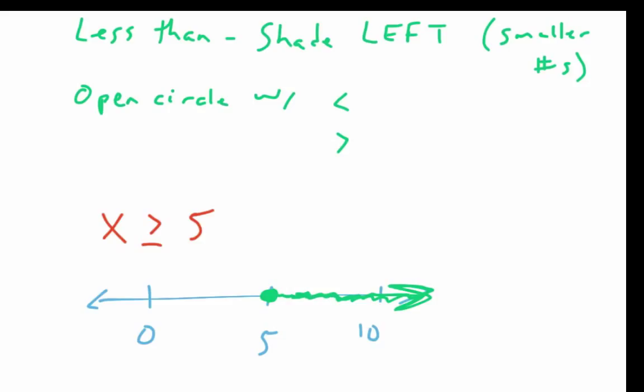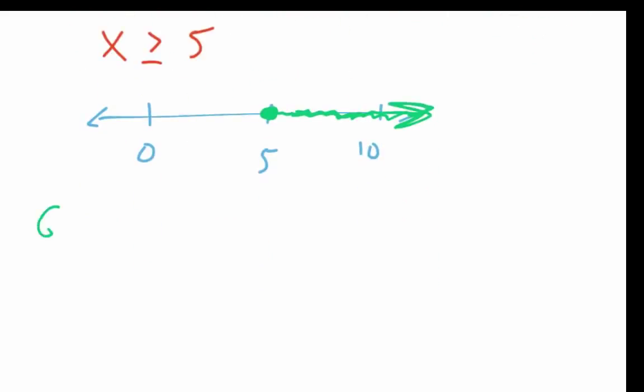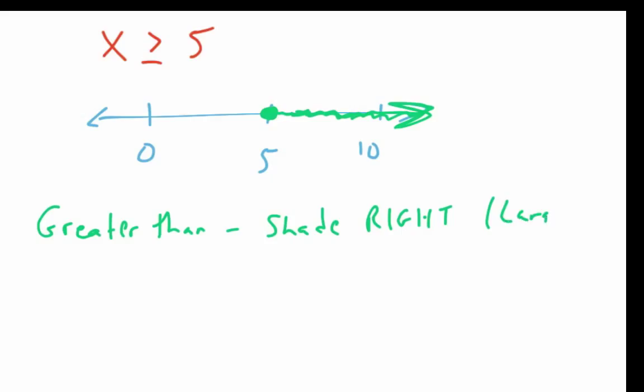And if you wanted to summarize, we could summarize it like we did up above. We could say greater than, we shade to the right, because those are going to be the larger numbers. And we have a closed circle, or a filled-in circle. You have a closed circle when you have either greater than or equal to or less than or equal to.